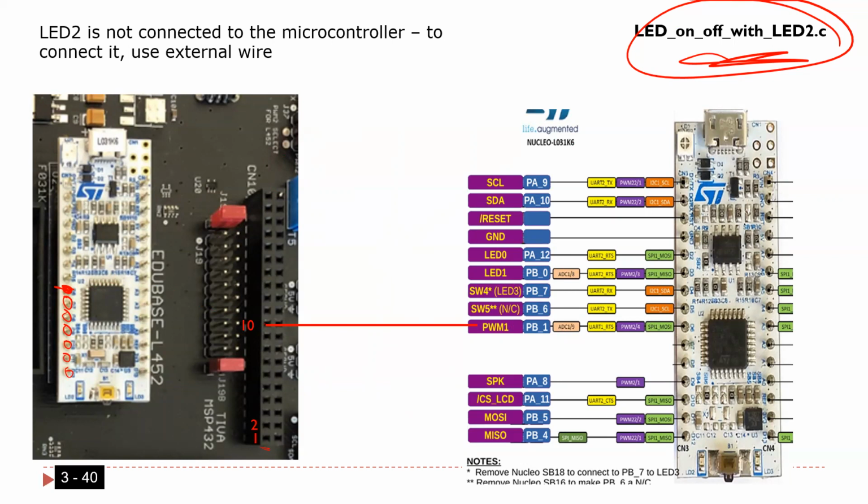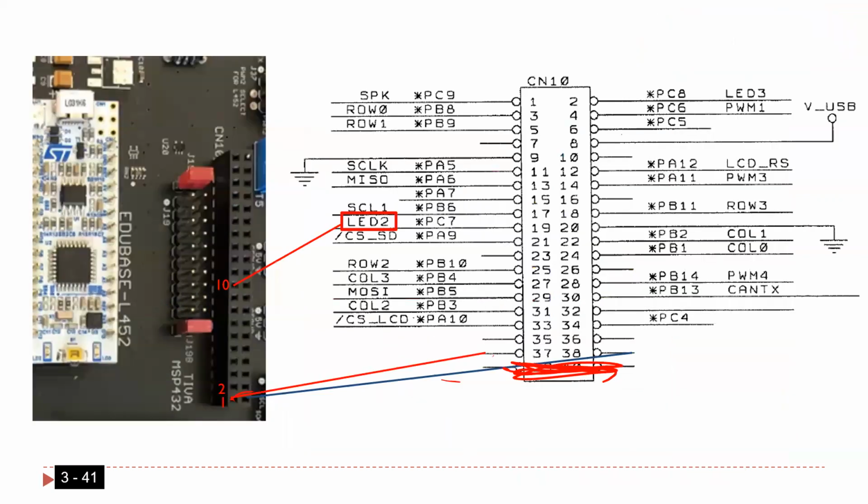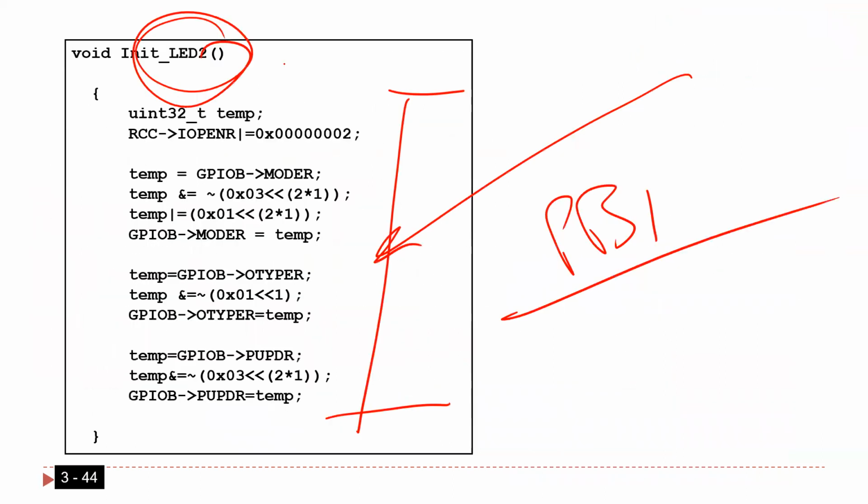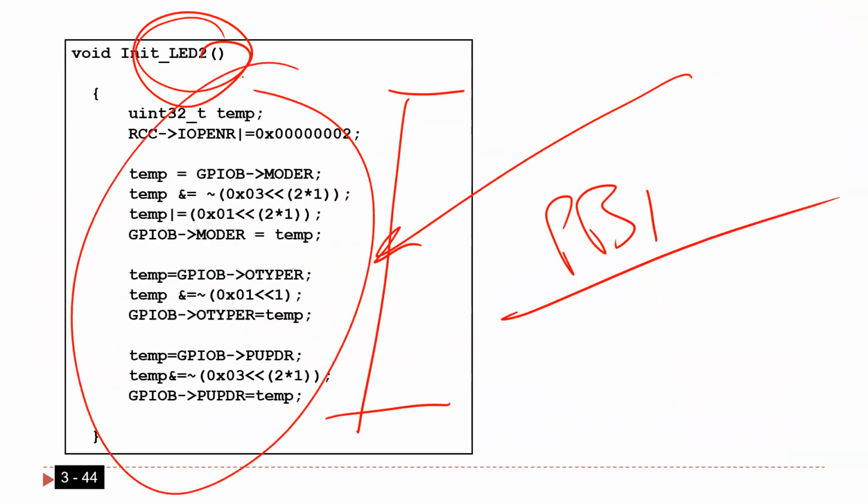But the people who designed this board used PA12, PB0, PB7. When I had the choice, I just picked PB1. But I can select anyone else. It doesn't matter. Okay. So here for configuration, as you see here, guys, everything is similar, but here I'm going to work on PB1.